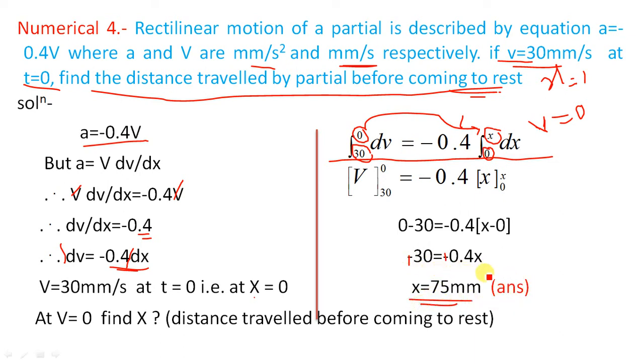So the distance traveled by the particle before coming to rest, when v is equal to 0, x is equal to 75 mm. So this is your answer of the fourth numerical.